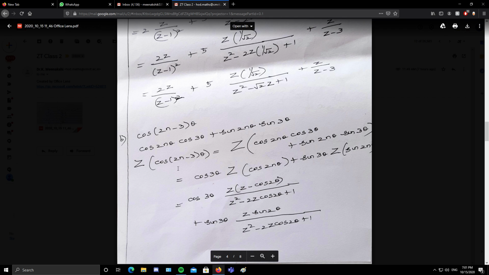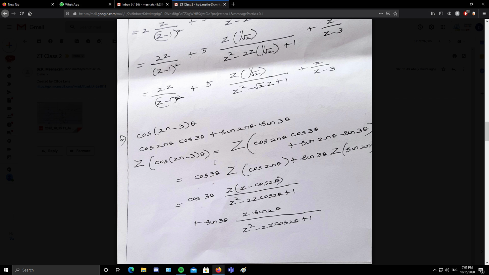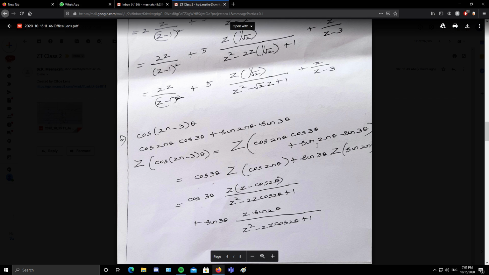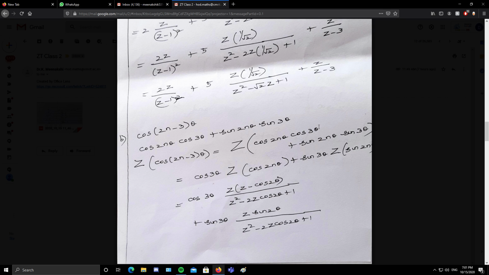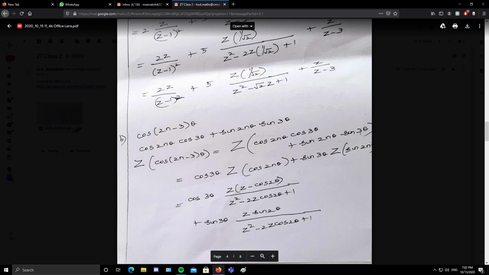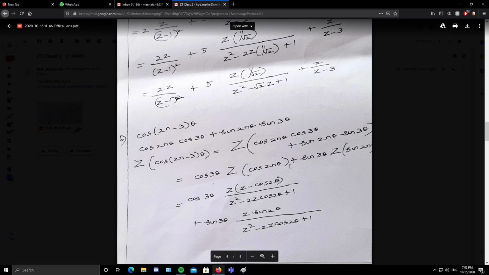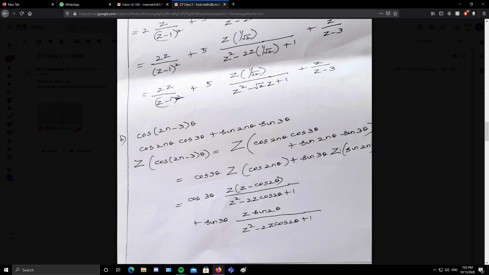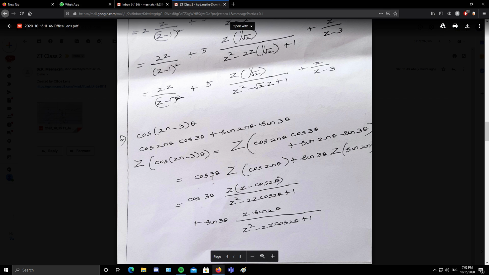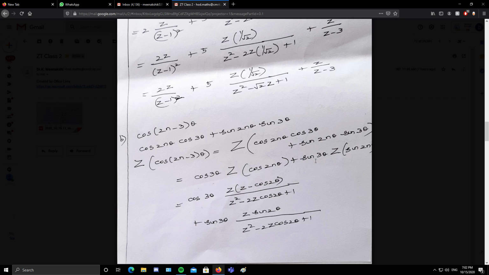I repeat, Z of cos of 2n minus 3 theta is Z of cos a cos b plus sin a sin b. So cos 2n theta and sin 2n theta are the nth terms, cos 3 theta and sin 3 theta are the constants. So cos 3 theta into Z of cos 2n theta plus sin 3 theta into Z of sin 2n theta. That is why the constants are taken out. Transform is only for the nth term. If you have a constant term, you have to take it out.